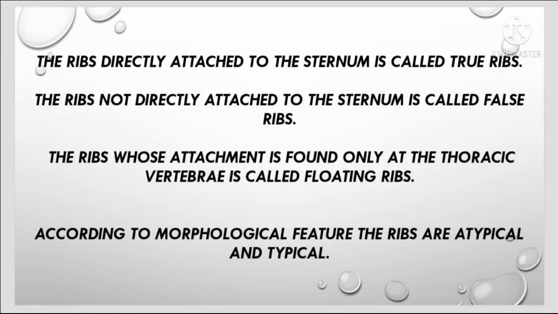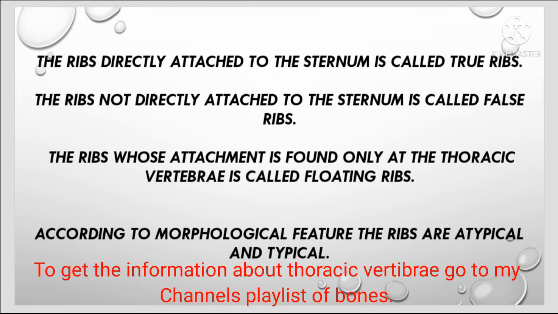The ribs that are directly attached to the sternum are called true ribs. The ribs that are not directly attached to the sternum are called false ribs. The ribs whose attachment is found only on the thoracic vertebrae are called floating ribs. According to the morphological features, the ribs are atypical and typical.